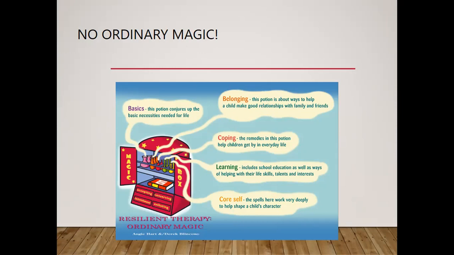We all have a need to belong, to feel part of something, to fit in. Alongside that, we need coping, remedies and skills and strategies so that when times get tough, we can pull these out of the bag. Learning, which includes our school education, is a way of fostering people's skills, talents and interests. And it is here in school usually where the core self is developed. The spells here work deeply to help shape a child's character, their points of view, their morals, and teaching them right from wrong.